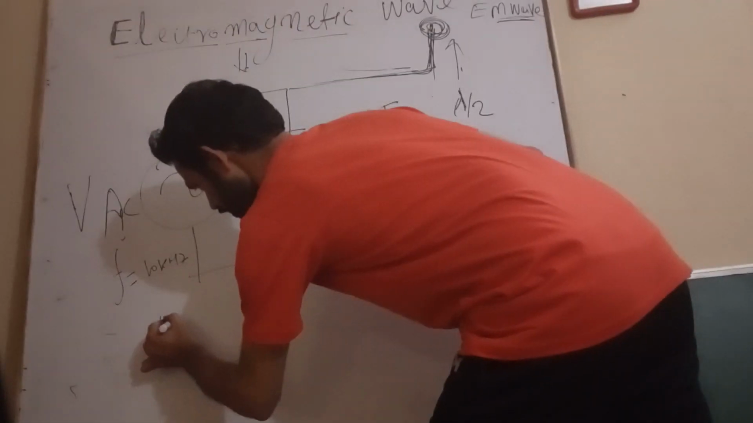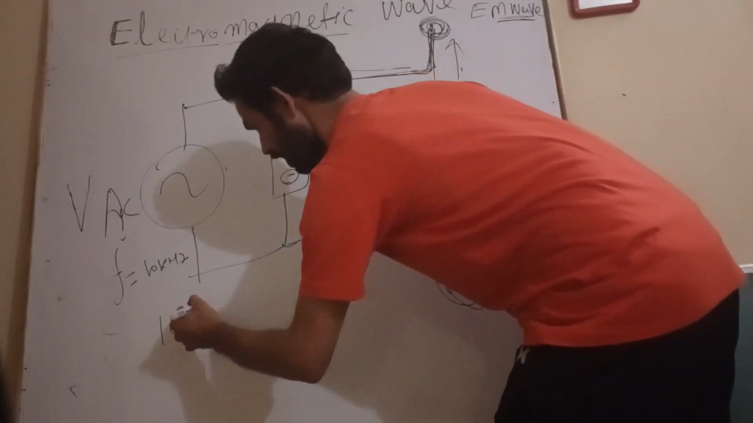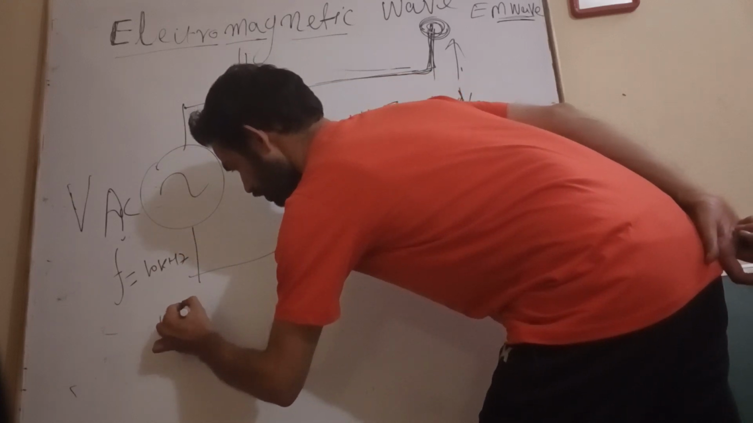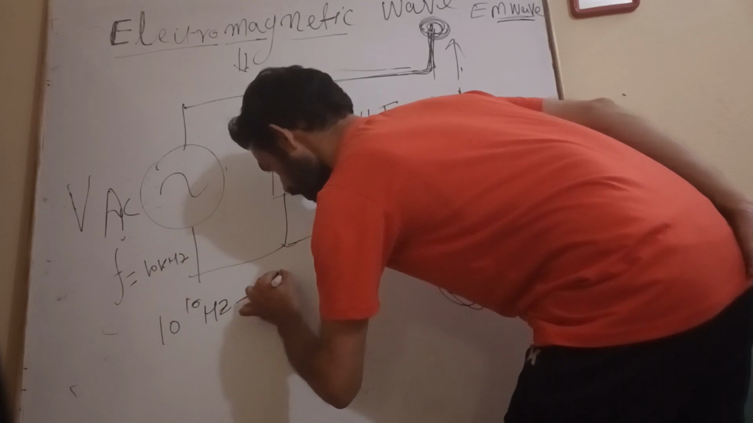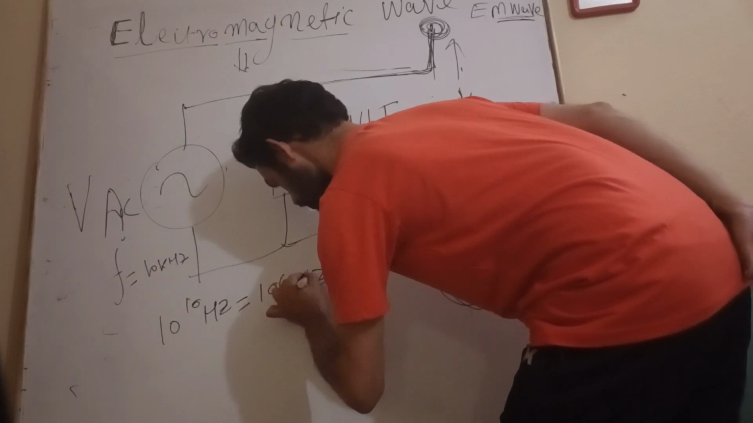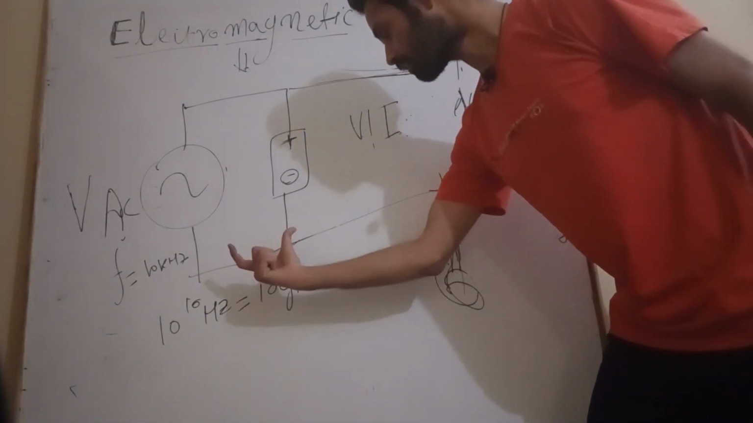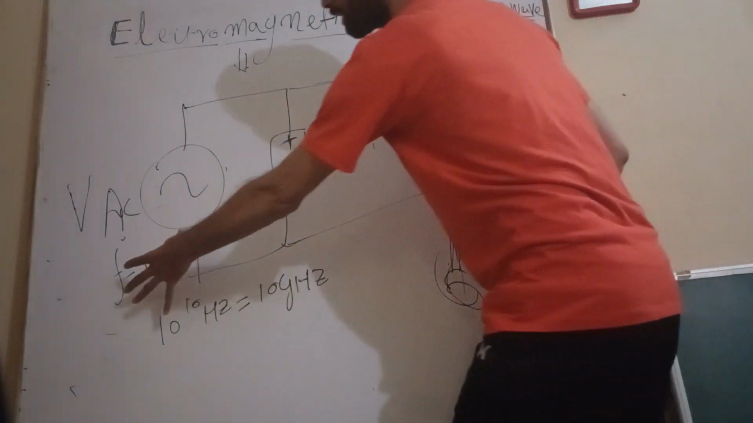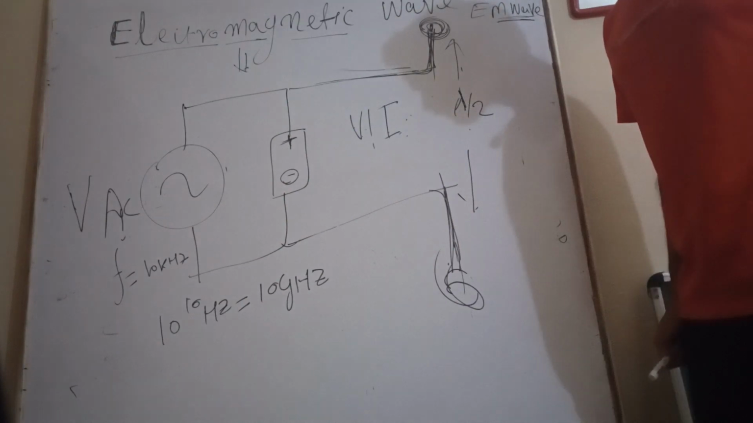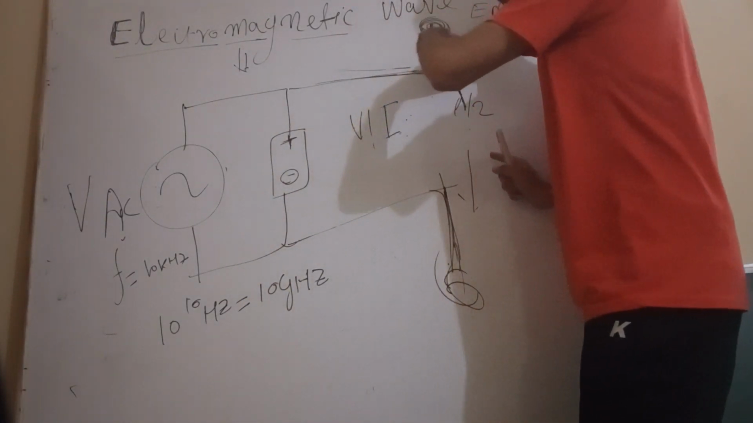Now if I oscillate this charge at 10 to the power 10 hertz, which means 10 gigahertz, and radiate it, you see there is a need of an antenna. At 10 kilohertz, I need an antenna of some height, lambda by 2.